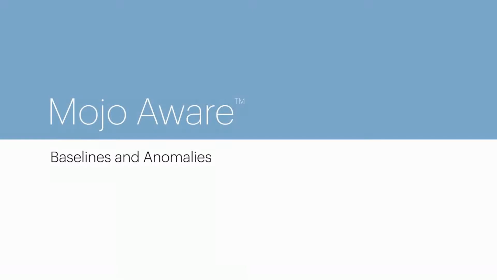Aware is Mojo's implementation of cognitive Wi-Fi. It is a network monitoring and troubleshooting platform that uses the power of the cloud and the power of the AP at the edge to reduce or eliminate network admin intervention. In this session, we're going to talk about one of the new features of Mojo Aware, baseline graphs.